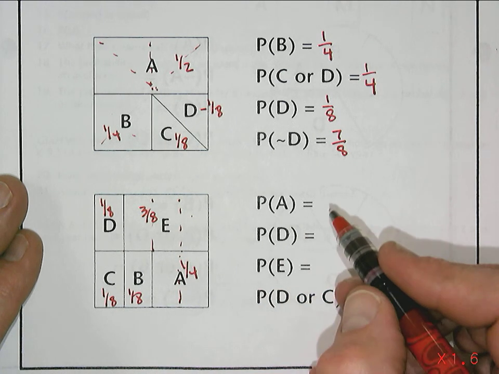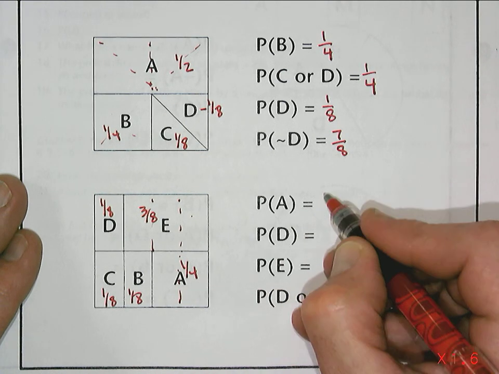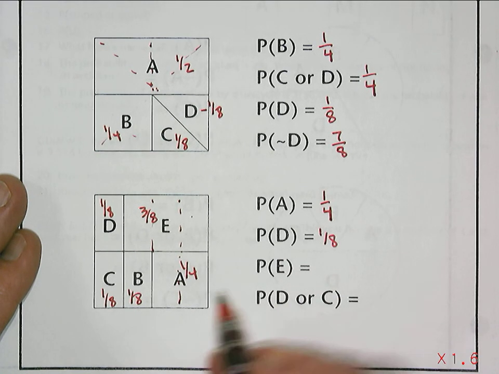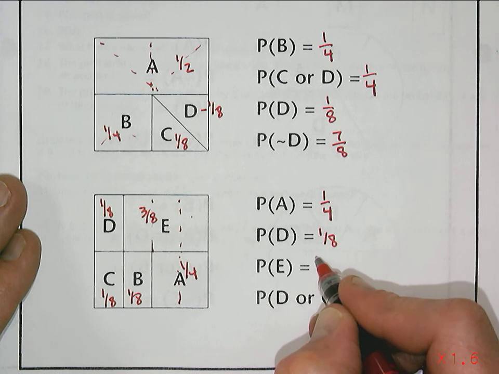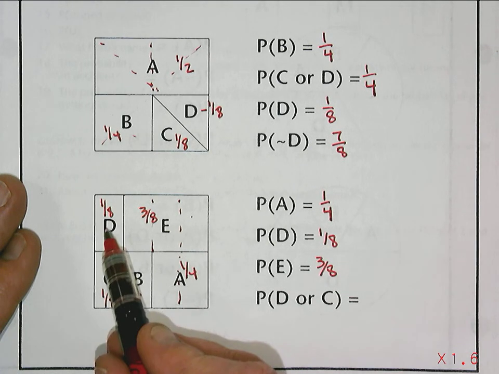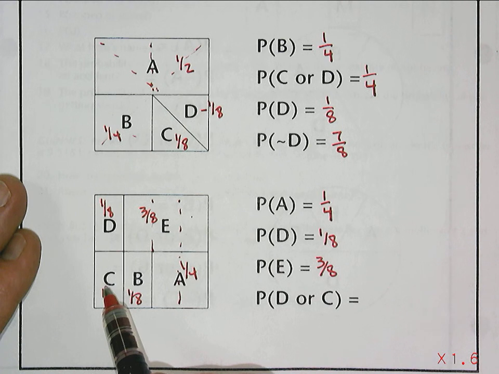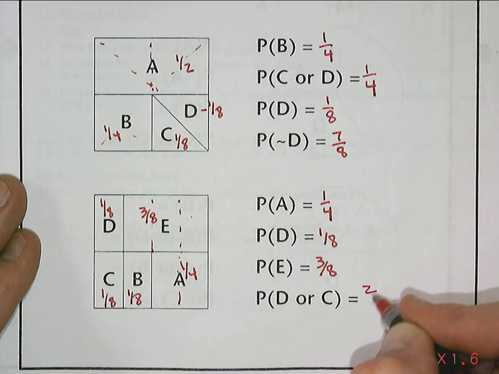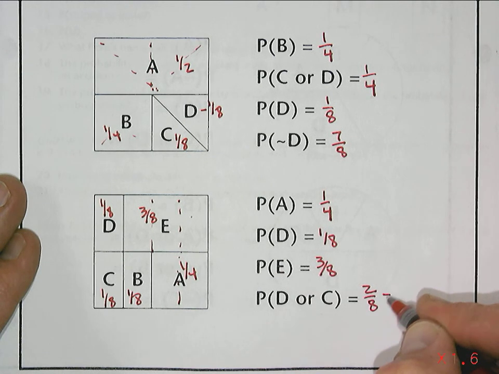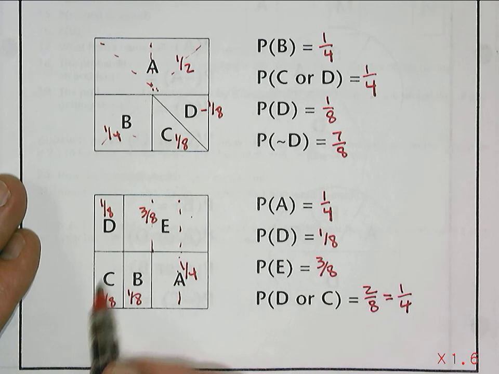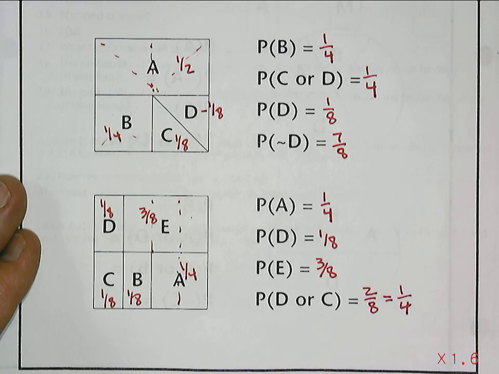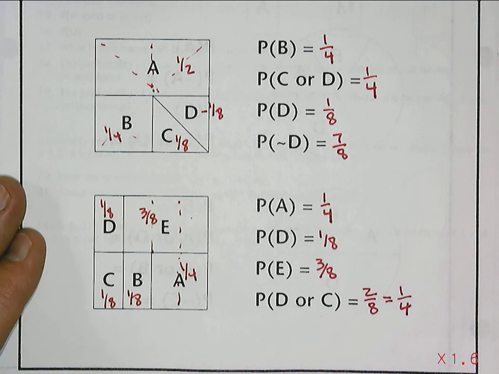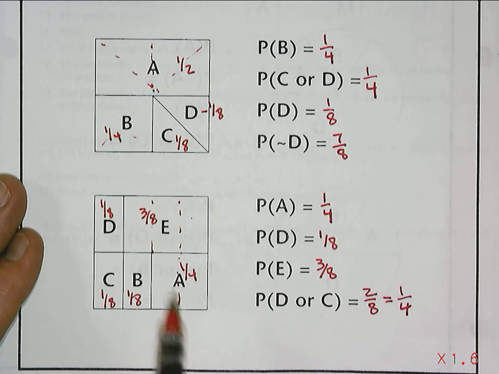So if we go to the probabilities, probability of this part, A, is 1/4. Probability of D is 1/8. Probability of E is 3/8. And the probability of D or C, these two together, 1/8 and 1/8 is 2/8, or, simplifying the fraction, we should say 1/4, because you put 2 of those together and you get 1/4 of the dartboard. And that's how you do sort of area. This is an area model of probability when we look at the areas of different shapes and the fraction of the whole shape.